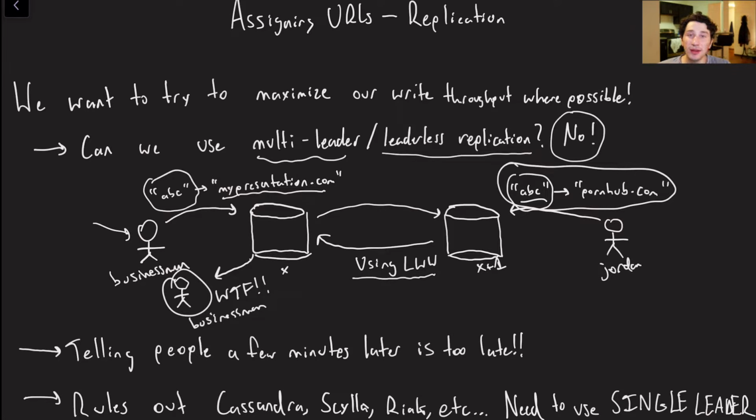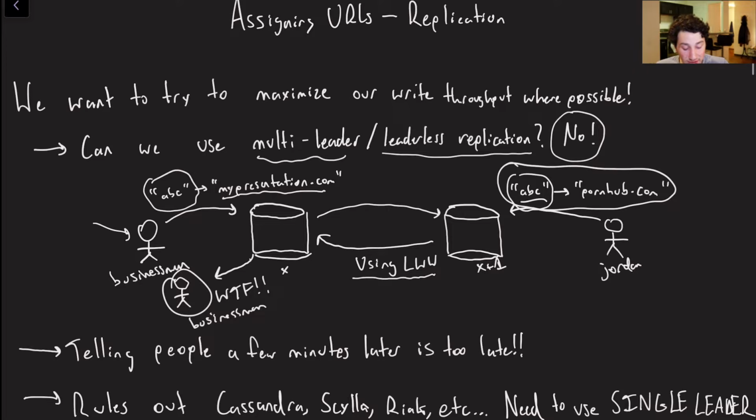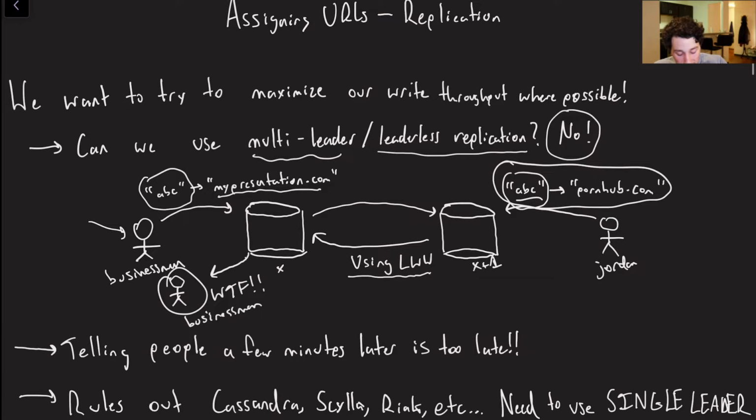So most of the time, I feel that you probably want to be giving them the right link the second they click that button. So of course, this is going to rule out all sorts of databases that actually use leaderless replication, and that's going to include any of the Dynamo style ones. So Cassandra, Scylla, Riak, etc. We want to be using single leader replication.